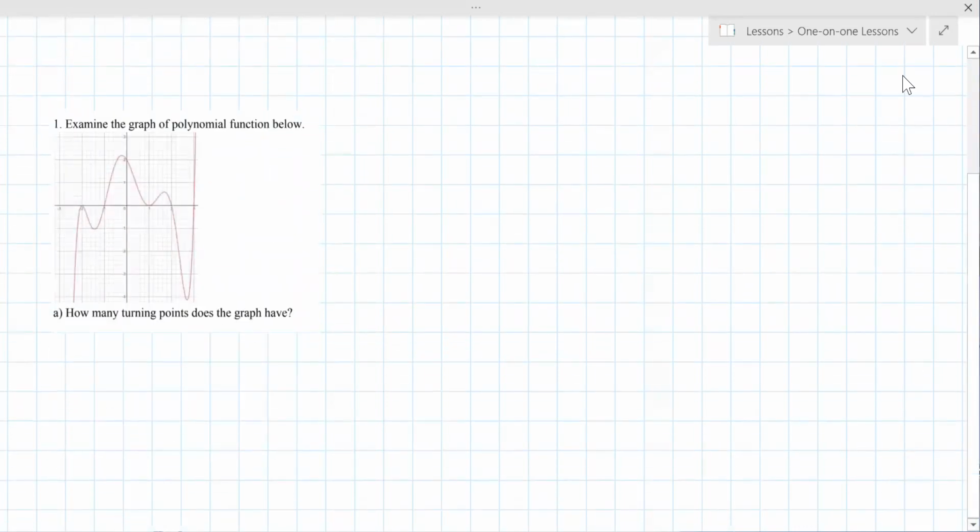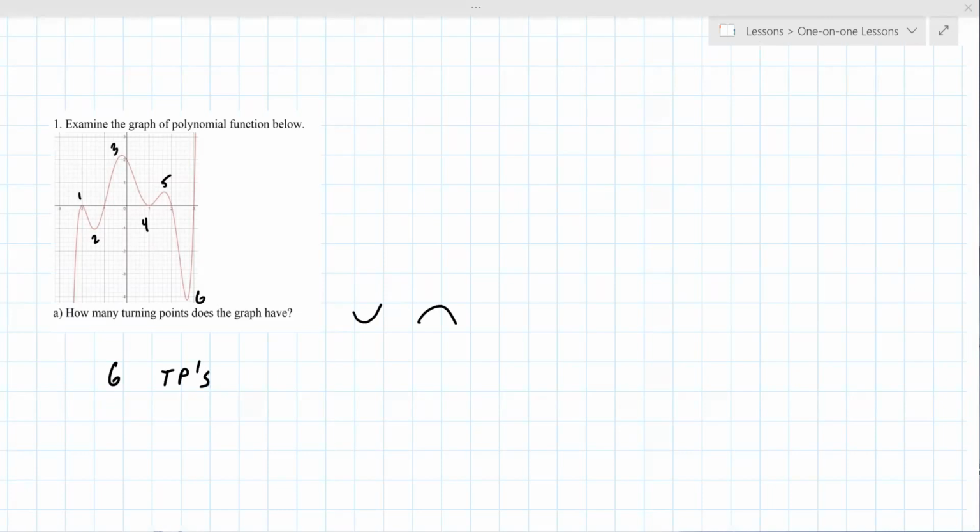It says examine the graph of the polynomial function below. How many turning points does it have? So this is pretty easy. I'll just label them. There's 1 there, 2, 3, 4, 5, and 6. A turning point is either like this or like this. So this one has 6 TPs, or turning points. Is that okay? Yeah. Okay.